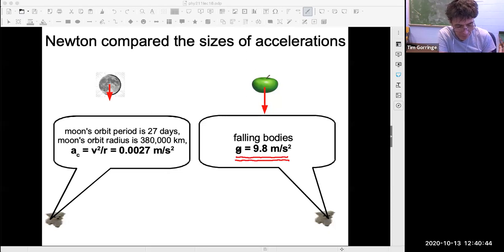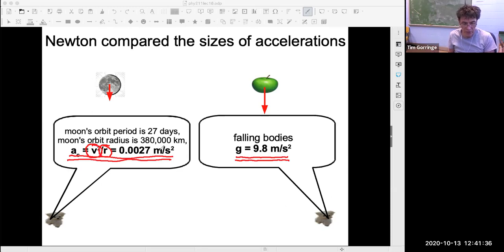We also have learned that whenever you've got circular motion, you've got centripetal acceleration, and the size of that acceleration depends on how fast you're going around the orbit, and on the radius of the orbit. We know the moon's orbital period and the moon's orbital radius. Actually, Newton knew them too. And so you can calculate the acceleration by taking the square of the speed that it travels around the circumference of its orbit, divided by the radius of its orbit, and you get 0.0027 meters per second squared. We actually calculated that in an earlier class last week.